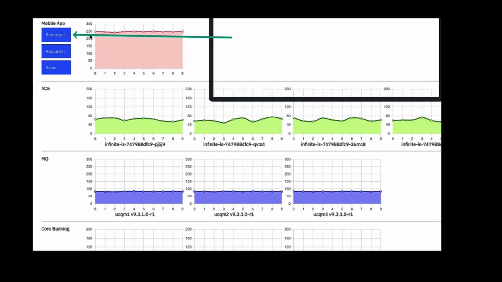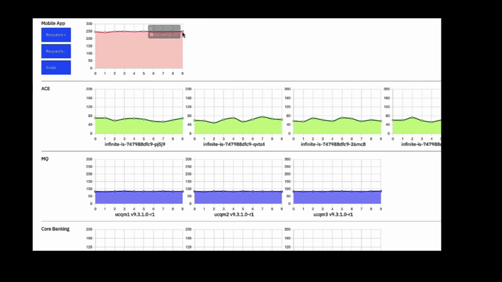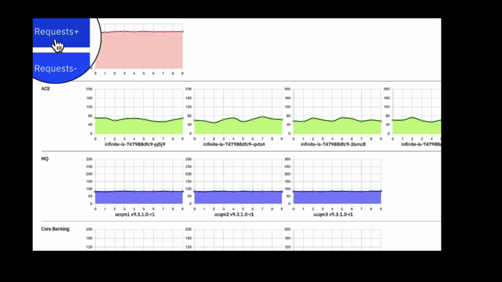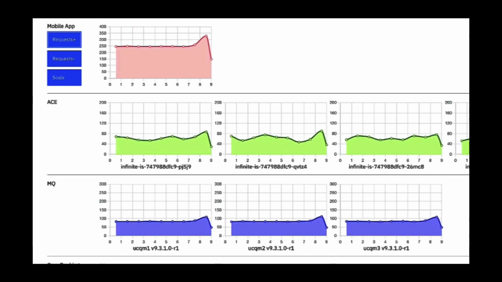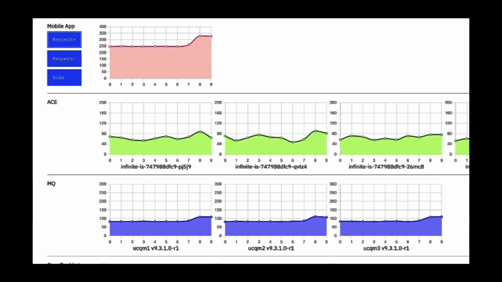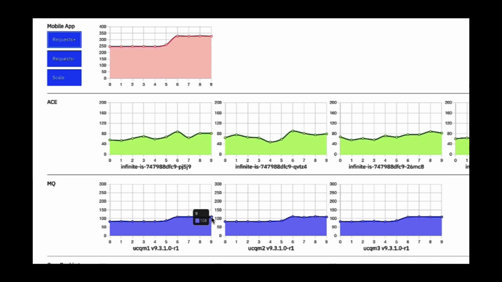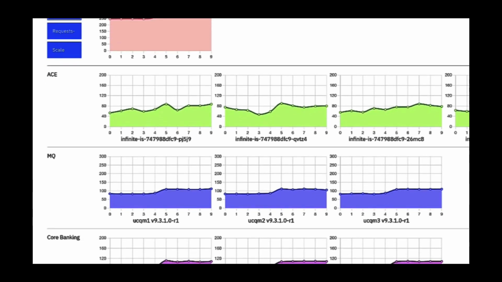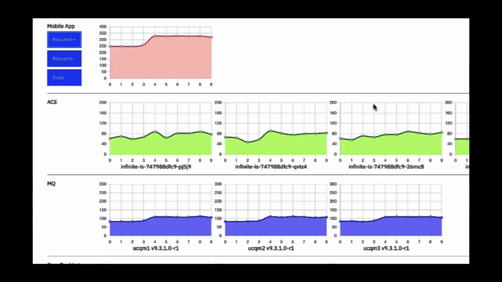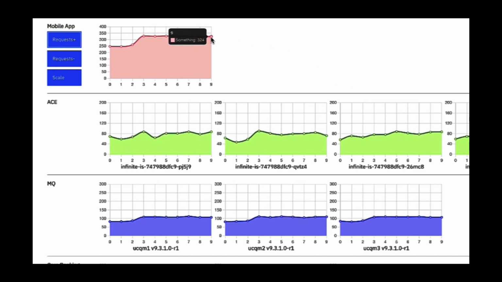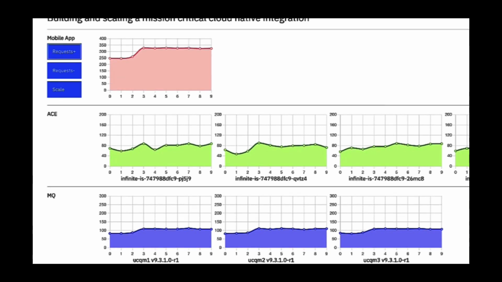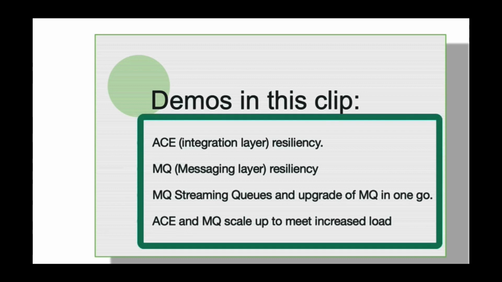But then we can press the Request Plus button here in our demo dashboard to increase the load, just to see what happens. So here we can see the load starting to increase. When it comes to the mobile apps, they go up to 350 concurrent mobile apps being emulated. So what we can see is both the integration layer and the messaging layer balance themselves out so they can handle the new load. The new load could be, let's say we have an increase in sale around Christmas, for example, and we quickly want to be able to extend the architecture.